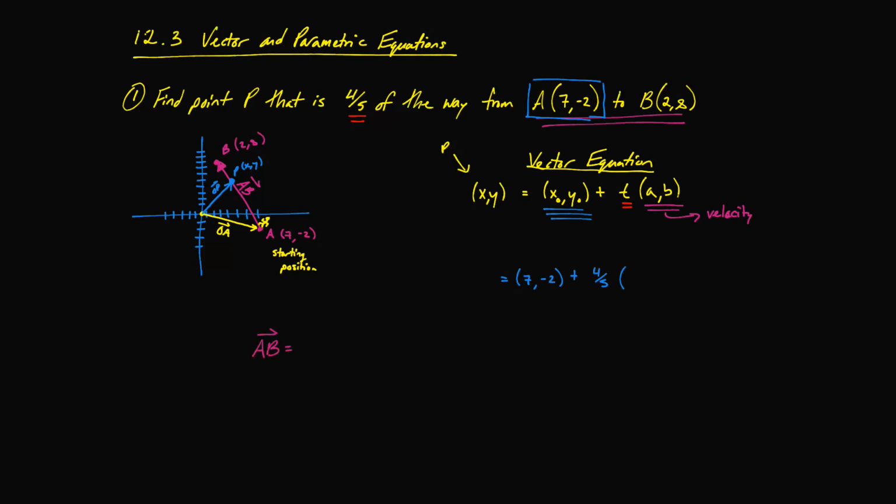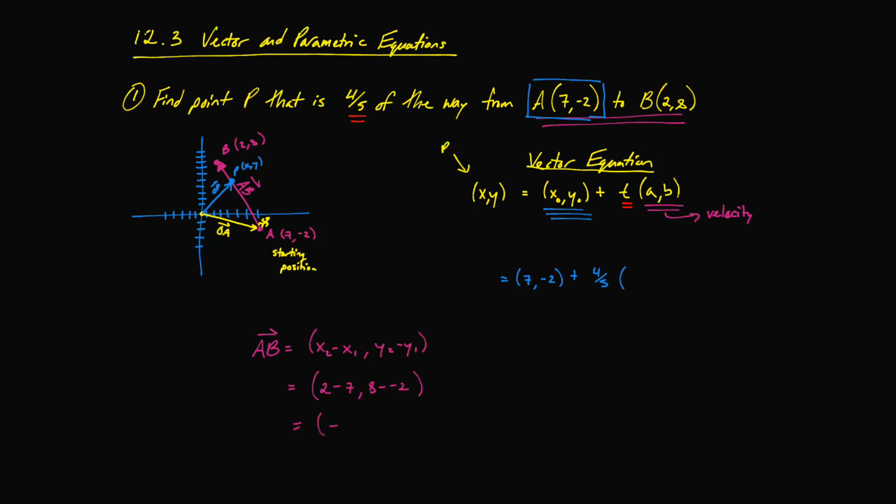The AB vector is simply going to be (x2 minus x1, y2 minus y1). You always do final minus initial. In this case, your final is 2, so you're going to get (2 minus 7, 8 minus -2).